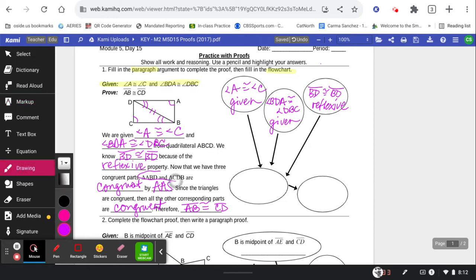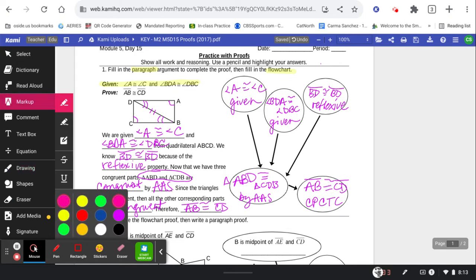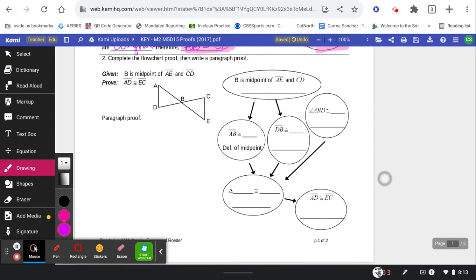Now we have those three things, we can say the triangles are congruent. So we say this part, triangle ABD is congruent to triangle CDB by AAS. And then we can go to our final proof statement, AB is congruent to CD by CPCTC. So remember that at the end of our proof, this thing that we're trying to prove should always be last in whatever format of the proof that we're doing. Okay, at this point, pause the video and try the next one on your own. Let's see how you do.